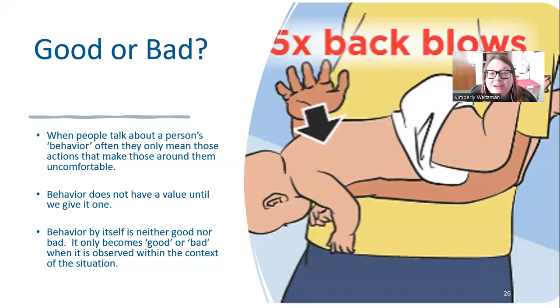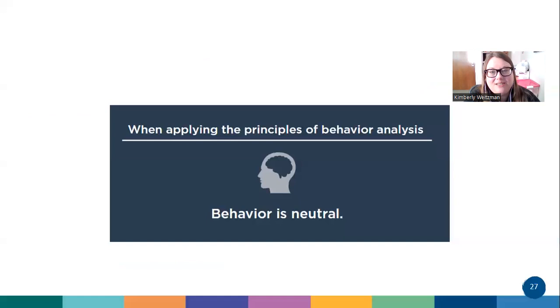So the example you see there on the screen is, it can be life-saving to hit an infant on the back if they are choking. Obviously, that will dislodge whatever is in their throat, could save their life. However, if choking is not the situation that that little baby is in, that would be considered abuse and could be very detrimental to that baby, could be injuring to that baby. So that's kind of what we mean by behavior not being good or bad until we know what the situation is.